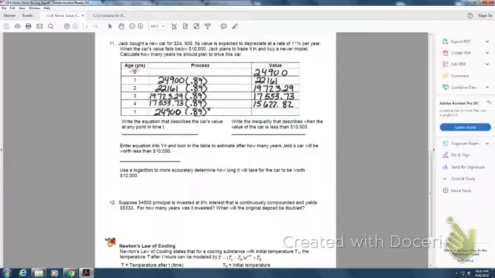People who have known how to do the equation say: write the equation that describes the car's value, which I have right there in the last row in that middle column, in terms of time. And then it says write the inequality that describes when the value of the car is less than 10,000. So I would have that same equation, and I want to know when it is less than 10,000.